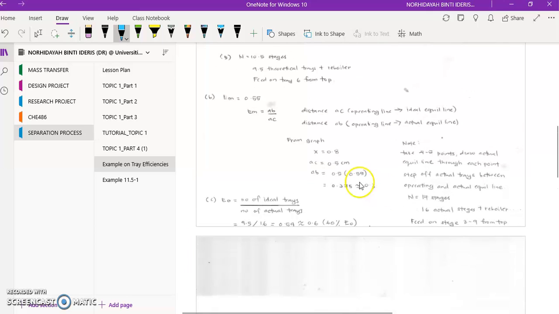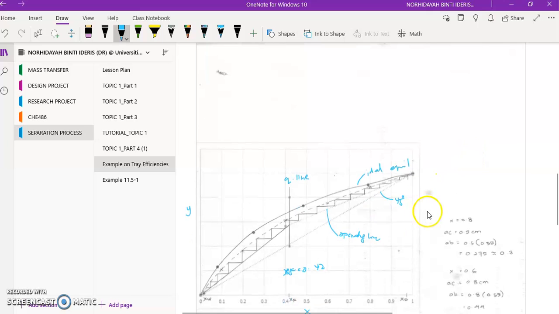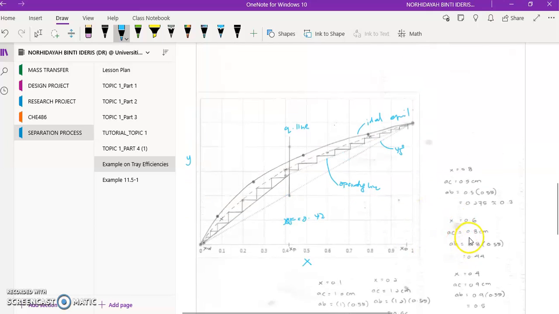Question B asks us to look up the actual number of stages if EM is 0.55. So what you're going to do by using the graphical approach is, you know that the EM is actually AB over AC. Here I write down the definition of AC and AB. So straight away look into the graph here. Let's say at point 0.6, you take your ruler and you measure the distance between the operating line and also the ideal equilibrium line. That will give you the value of 0.8 cm, for example, according to my graph.